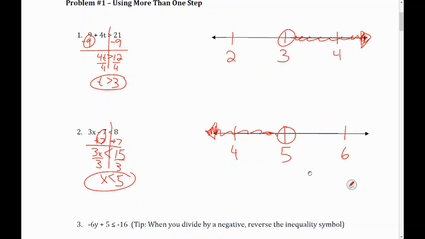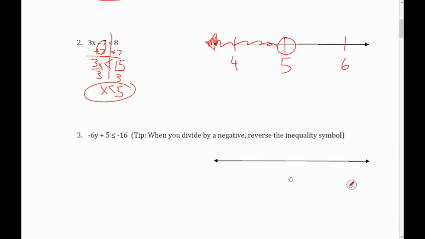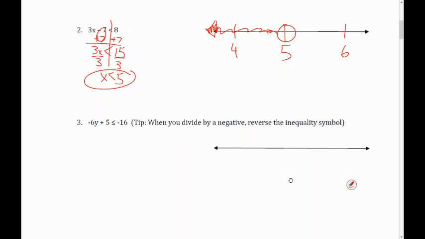Okay, number 3, we've got negative 6y plus 5, which is less than or equal to negative 16. The tip that I started off with at the start of the day is remember that anytime we're dividing or multiplying by a negative number, we switch our sign. Okay? So here we go. Subtract 5, subtract 5. We have negative 6y, which is less than or equal to negative 21. Divide each side by negative 6.